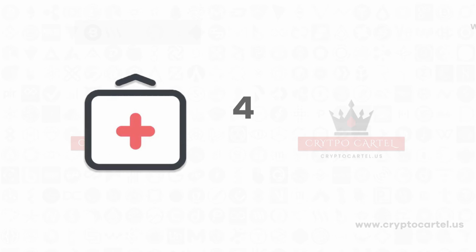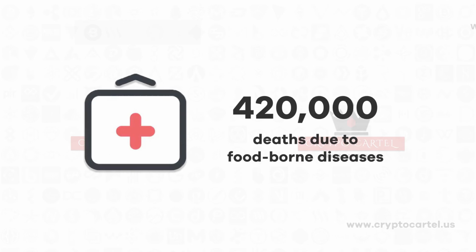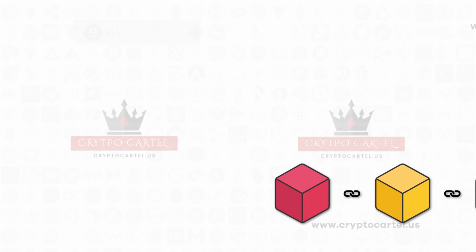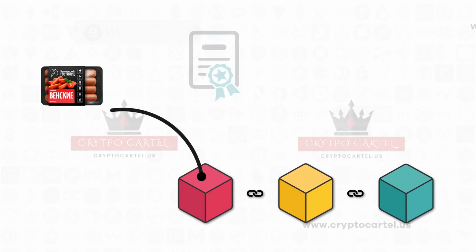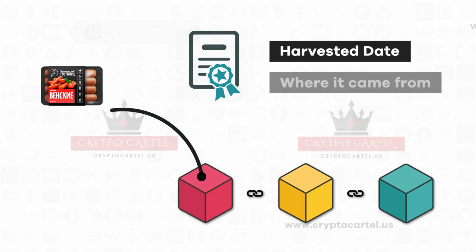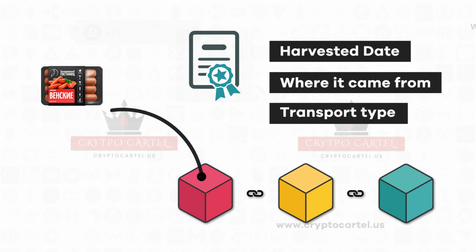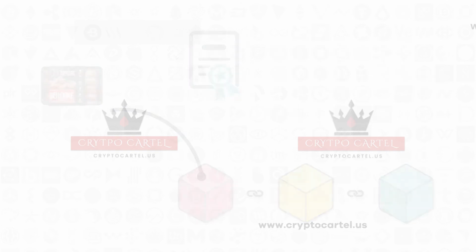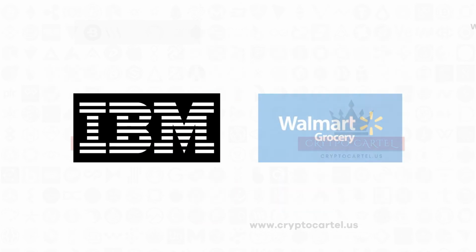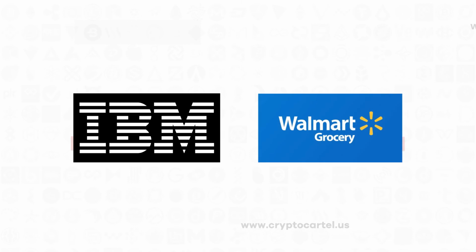500,000 people worldwide die each year from foodborne illness. This is because there is no way to see the food is in the right standard. If we use blockchain and get a digital certificate for every food product, we can see when this food product was harvested, where it came from, how long it was transported, and the real information of all these things. So IBM and Walmart, these two companies in the US, are already working on this.